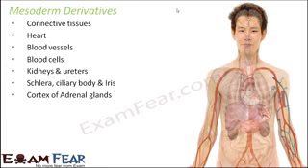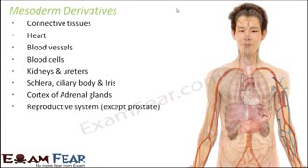Cortex of adrenal gland. So adrenal gland is that gland which produces hormones like adrenaline and steroids. So all of these body organs or body parts are derived from mesoderm. Reproductive system is also a derivative of mesoderm except the prostate.